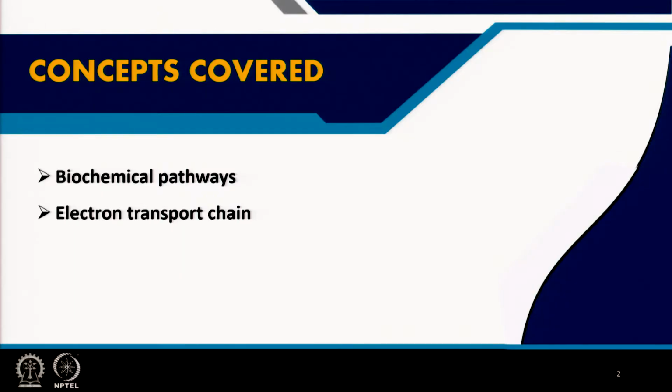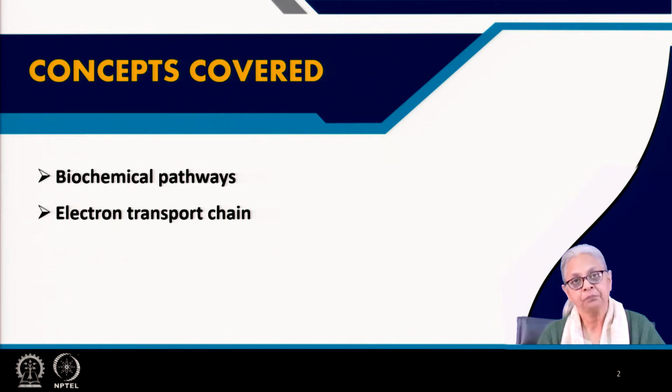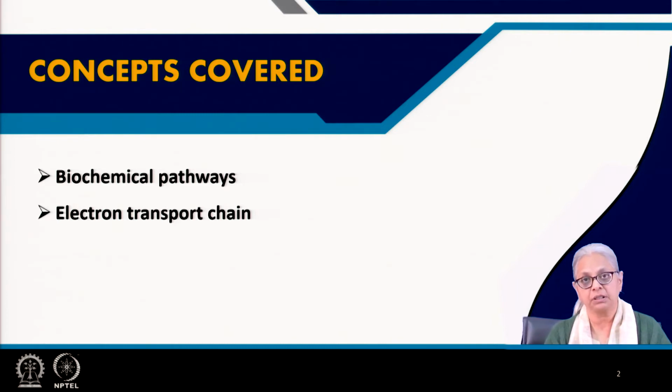We're going to look at the electron transport chain and how the different biochemical pathways, you can call them three or two: respiration and fermentation, and within respiration you have aerobic and anaerobic respiration. So we'll take a look at those pathways and how they happen within the prokaryotic cell.